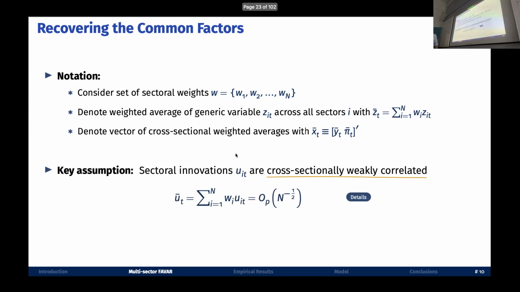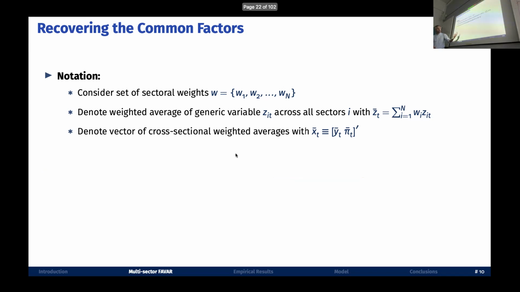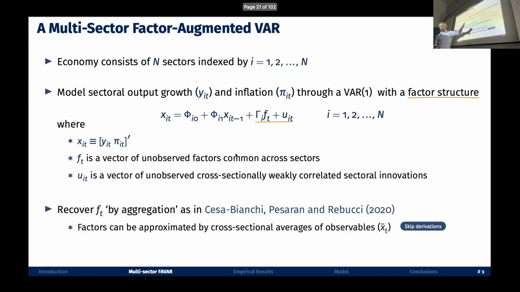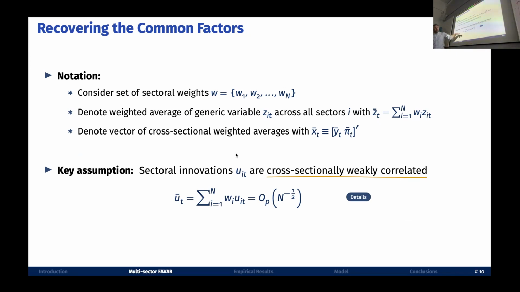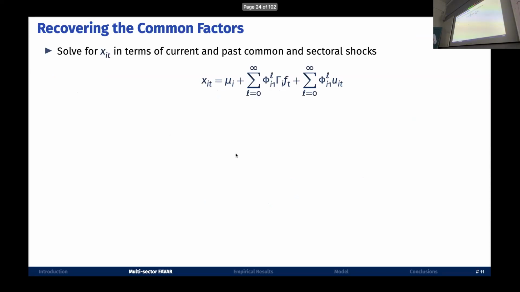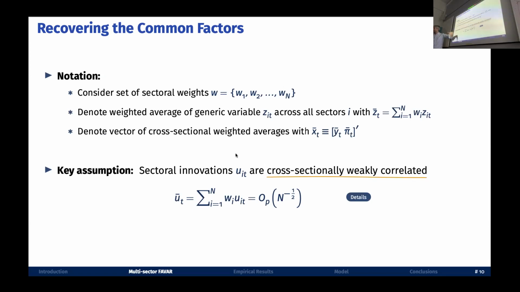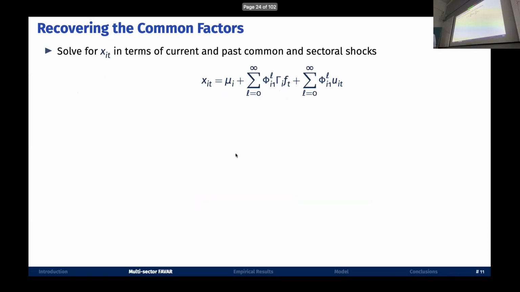And I'm going to make an assumption that is exactly the same that underpins principal components and factor models, which is that the cross-sectional weighted average of the idiosyncratic residuals asymptotically disappears, under certain conditions on the weights, if n is large enough, which is very standard. This is the main assumption we need, on top of some regularity conditions on these weights. Then under that assumption, I'm going to do 4 steps and get my factors.